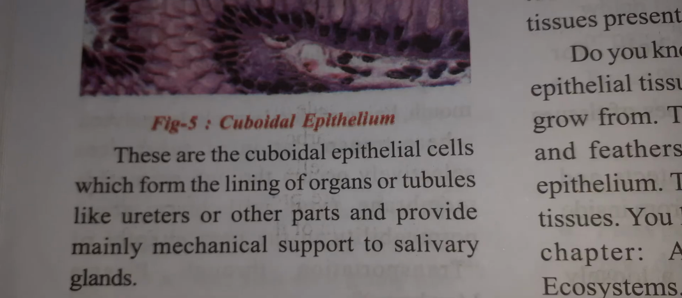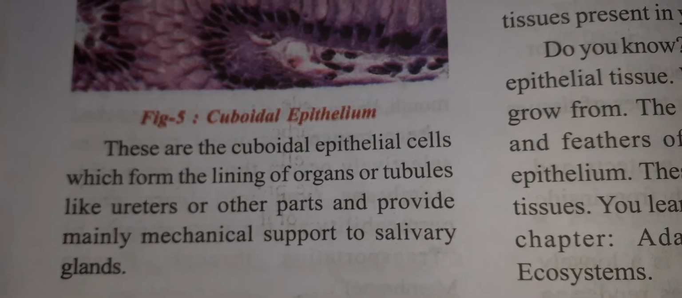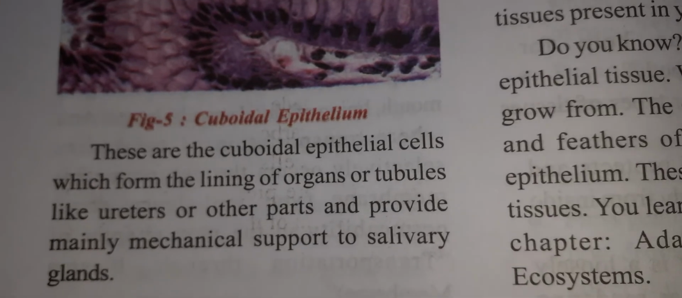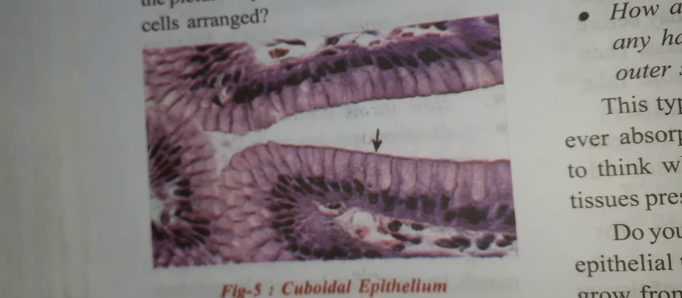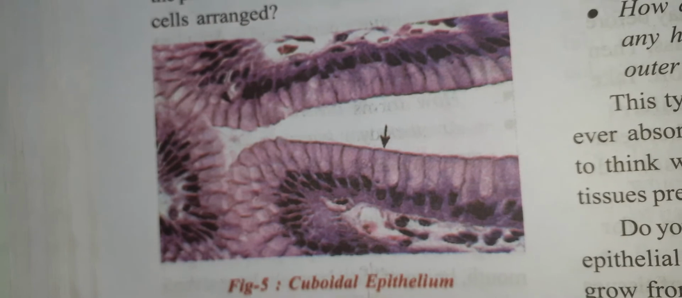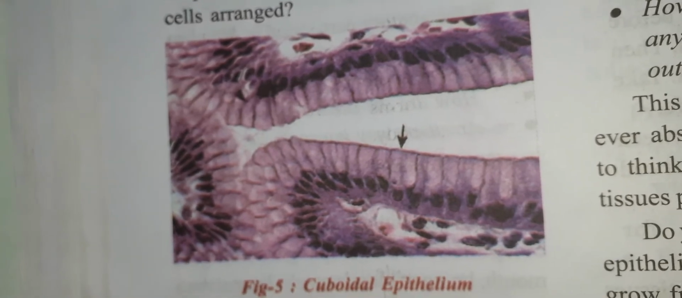Okay, students. These are cuboidal epithelium cells which form the lining of organs or tubules like ureters or other parts, and provide mainly mechanical support to the salivary gland. So what will it be, students? These are the cuboidal epithelial cells. It is a cuboidal epithelium. So it contains epithelial cells which form the lining of organs. It will line the organs, like ureters and other body parts, and provide mainly mechanical support to our salivary gland.